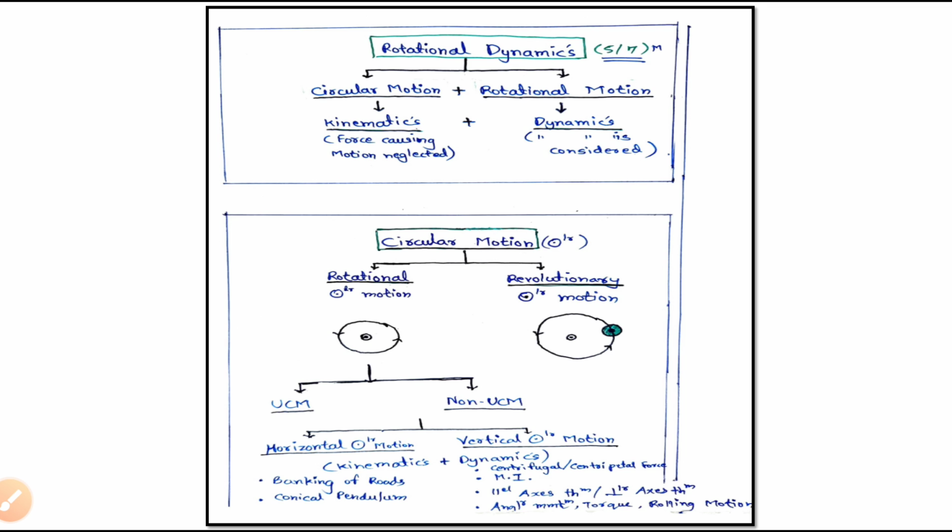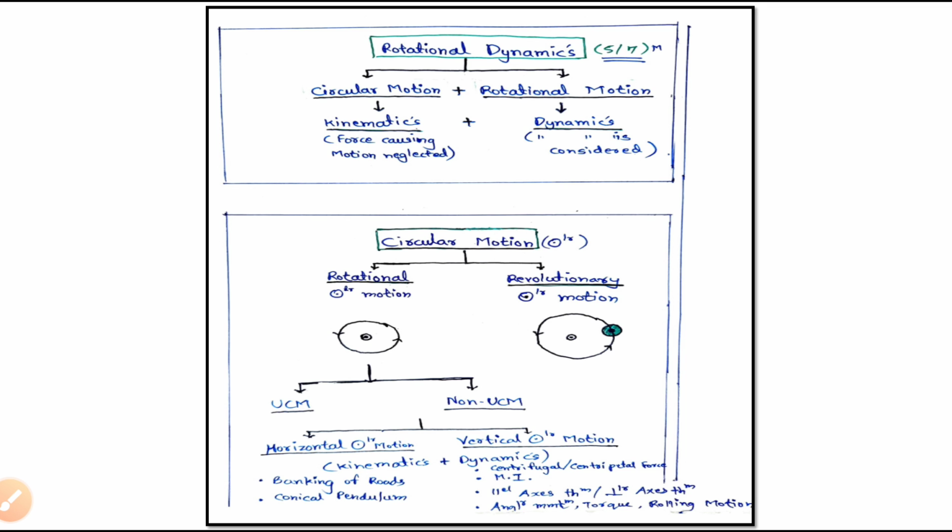Further in this topic we are going to discuss UCM and non-UCM, that is uniform and non-uniform circular motions. We are considering certain examples of horizontal circular motions and vertical circular motions. Then the dynamical parts: we are going to discuss banking of roads and conical pendulum. Whenever there is an introduction of the force responsible for this motion, that is the dynamical part, that is dynamics of circular motion.